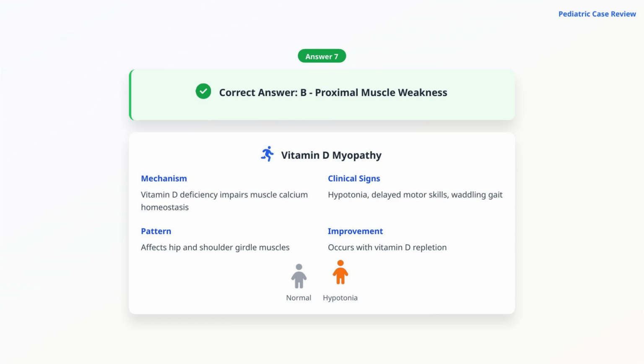Clinical manifestations include hypotonia, delayed motor milestones, and waddling gait. The weakness predominantly affects hip and shoulder girdle muscles. Motor function improves significantly following vitamin D repletion and restoration of normal calcium levels.